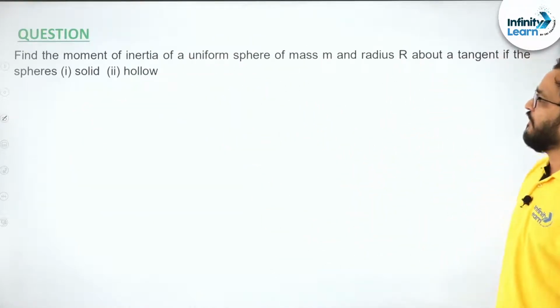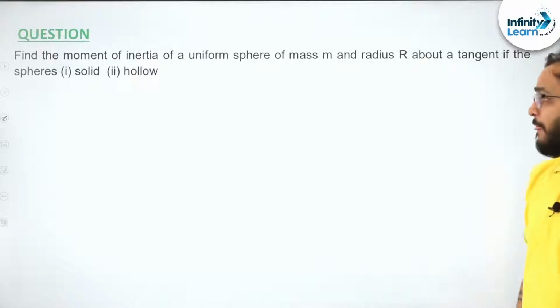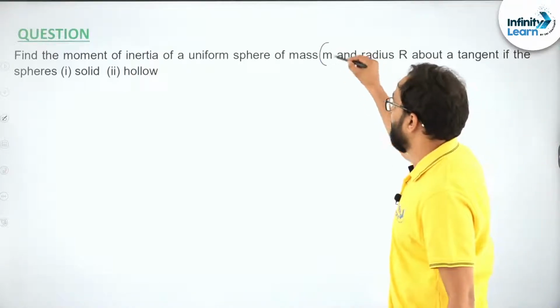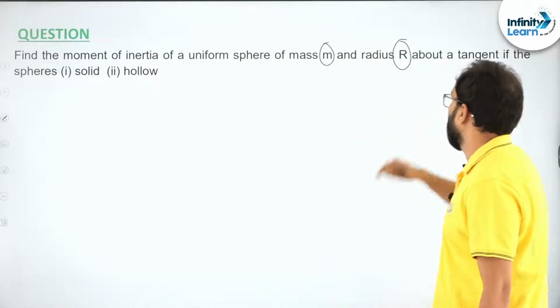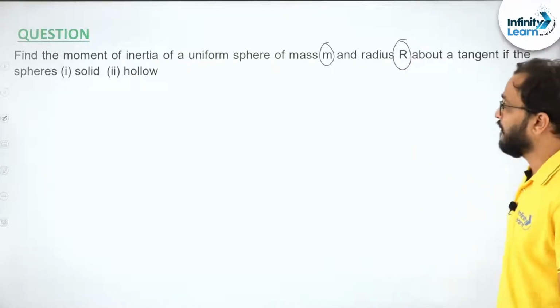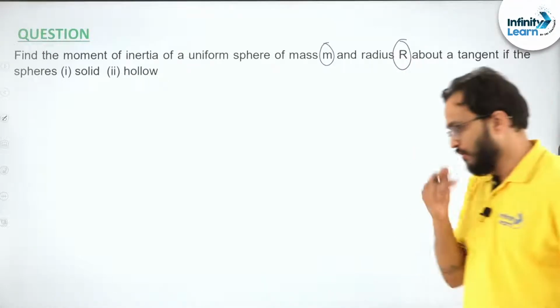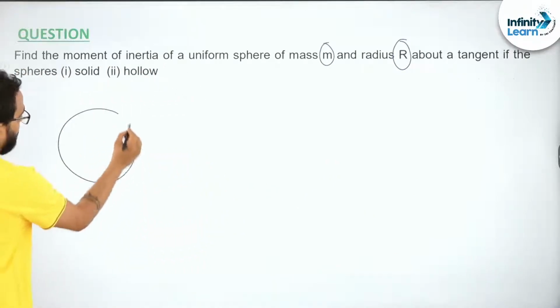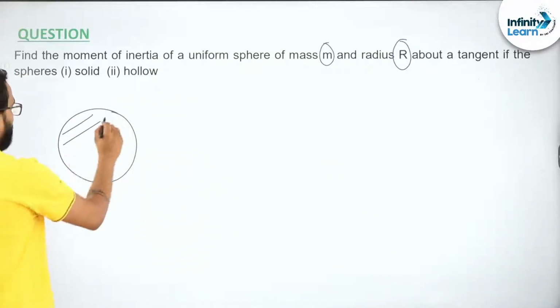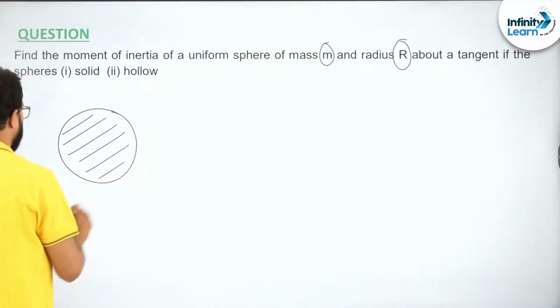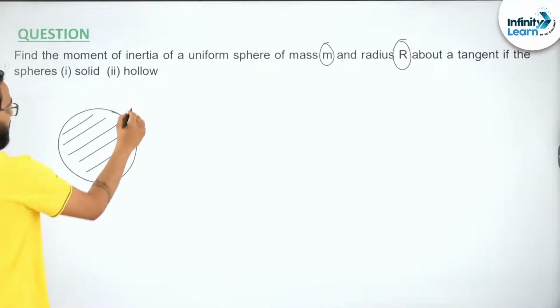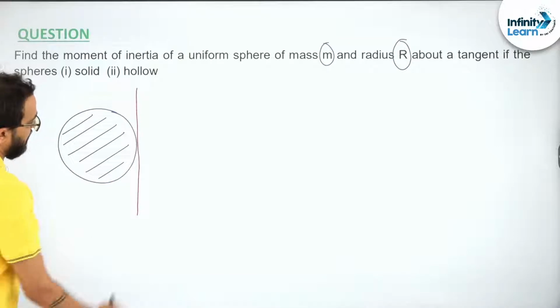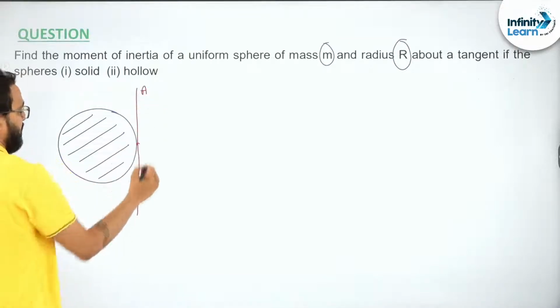Now find the moment of inertia of a uniform sphere of mass m and radius r about a tangent, if the spheres are solid and hollow. So first let's take a solid sphere. Say this is a solid sphere, and what they are asking is the moment of inertia about which axis? About this tangential axis, right. So this is A, this is B.